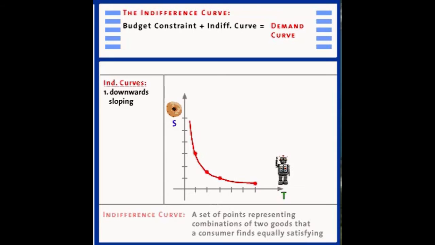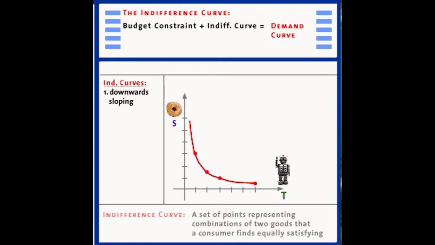Anytime we take away one of the goods, we have to compensate by increasing the quantity of the other, and that gives us a downward sloping indifference curve. Every time we lower snacks, we have to increase toys. It's another way of saying that more is better.